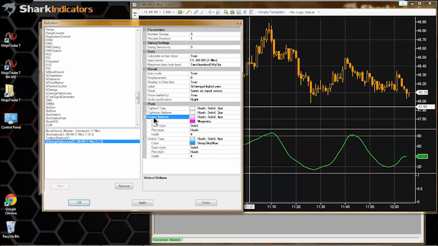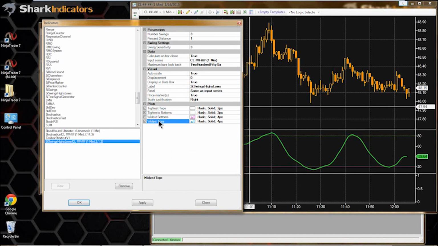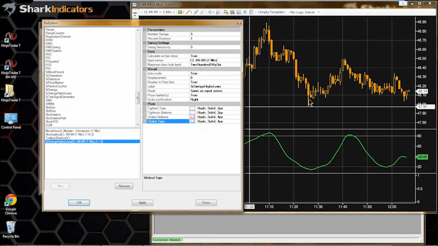Okay, so just as a quick explanation, these widest plots are the very highest high and the lowest low within our look back period. So the number of swings is our look back period. So looking back 3 swings, the widest bottoms and tops is going to be identifying the highest high and the lowest low looking back 3 swings.